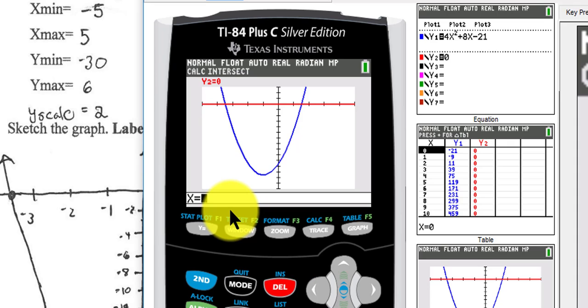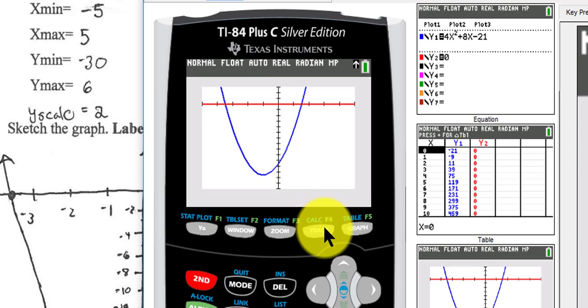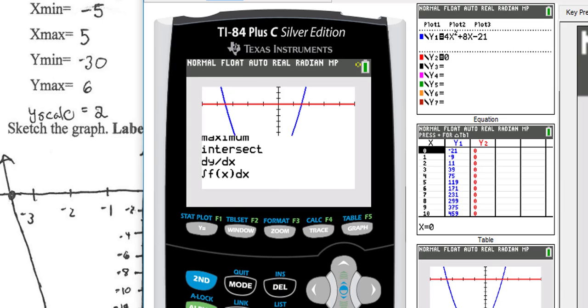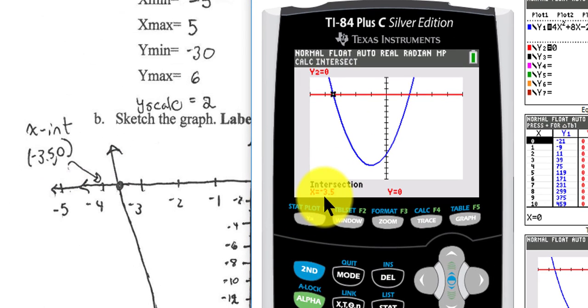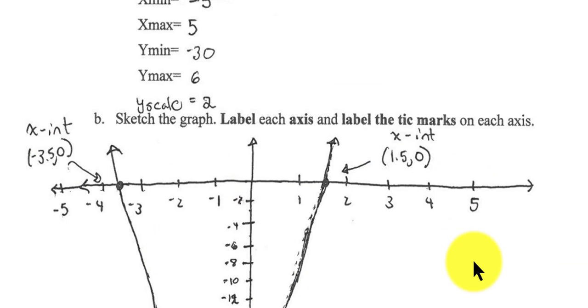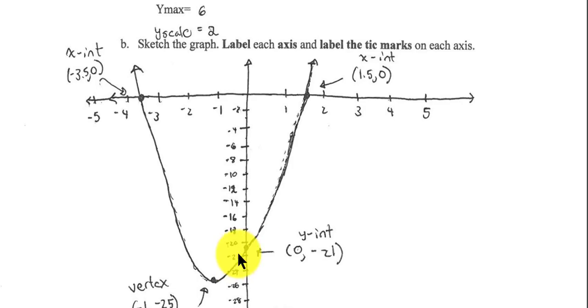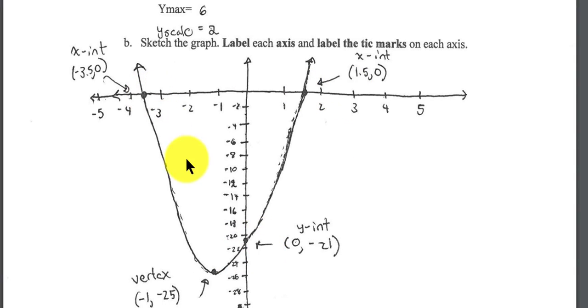Let me just fix that. I'm going to redo this. Second, trace, 5, enter, enter, and now when it says guess, I want to make sure my cursor is close to where I think the answer is. I press enter, and there we go, 3.5, 0. Oh, and it's negative. It's hard to see that, but there's a negative in front of the 3. Okay, so it's negative 3.5, 0. So those are my x-intercepts. Right, so it's important that you can find all of these points. The 2 x-intercepts, the y-intercept, the vertex.